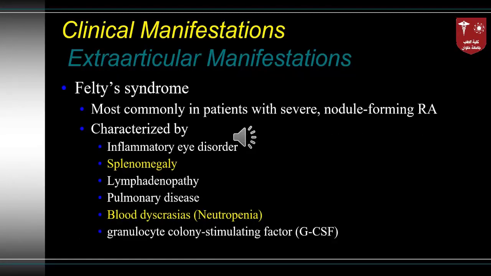Another extra-articular manifestation of rheumatoid arthritis is the Felty syndrome, which is splenomegaly, neutropenia, and rheumatoid arthritis. This triad is the main cornerstone of diagnosis of Felty syndrome, and it is usually seen in the severe form of rheumatoid arthritis and in the nodular forming rheumatoid arthritis. Nodular forming is the patient with subcutaneous nodules. So the subcutaneous nodule is an item of Felty syndrome as well.